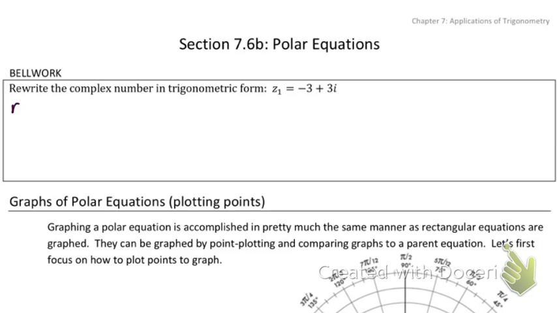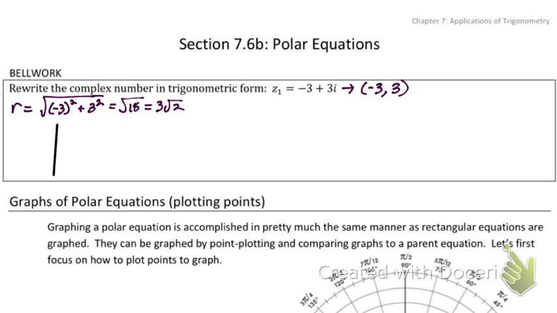Well, r is just going to equal the square root of the sum of the squares of our two components. Remember, we can rewrite negative 3 plus 3i as simply the point negative 3, 3. So we have negative 3 squared plus 3 squared, which is 9 plus 9, so r equals the square root of 18, which we can simplify down to 3 square root of 2.